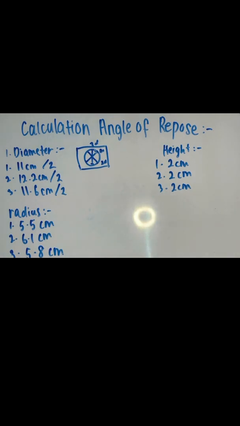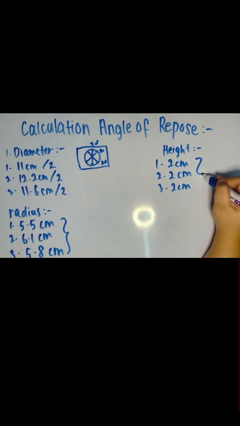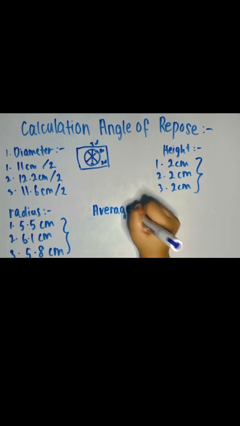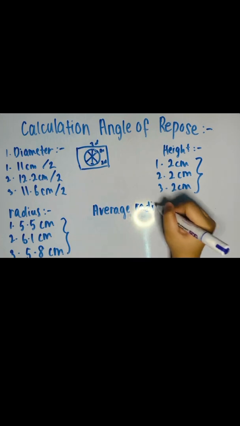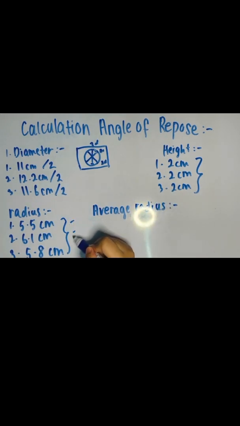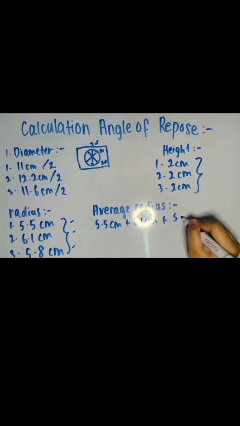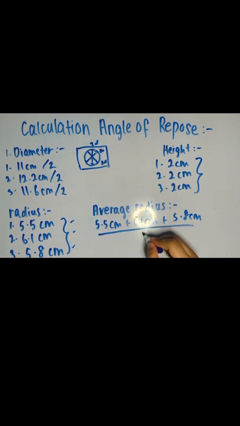Since we have 3 triplicates of data, we need to find the average for each. To find the average of the radius, all the 3 data we need to add and divide by 3. So 5.5 cm plus 6.1 cm plus 5.8 cm, divided by 3, we will have 5.8 cm. Since the height of the cone is only 2 cm, the average of height is 2 cm.